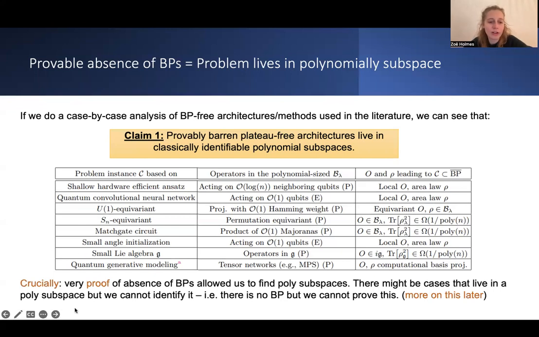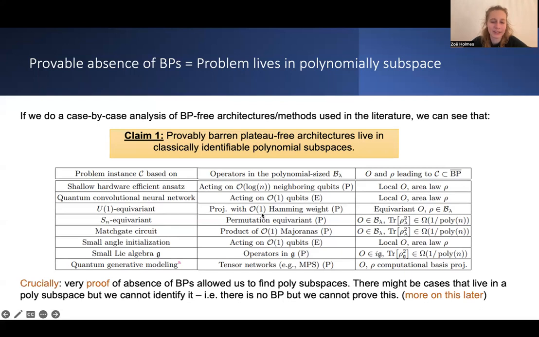And crucially, one thing to notice here is that it's the very proof of the absence of barren plateaus that allowed us to find these polynomial subspaces. So it might be the case that there are other barren plateau-free architectures that live in a poly subspace, but we cannot identify it. So there is no BP, but we cannot prove it. And I'm going to discuss this caveat more later.